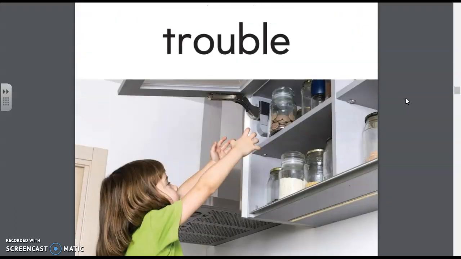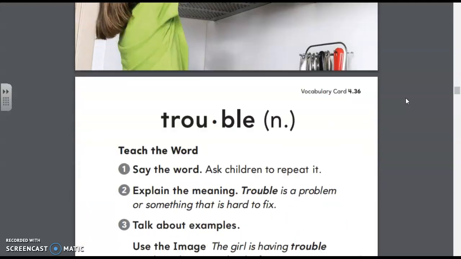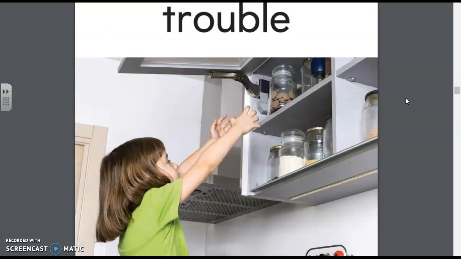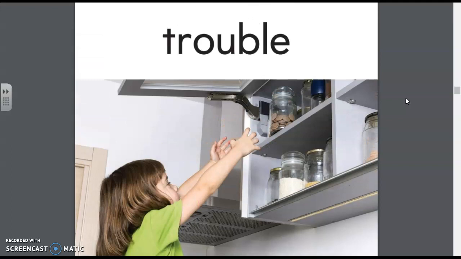All right, the next word is trouble. Trouble. Trouble is a problem where something is hard to fix. Trouble. This little girl's going to get in trouble if she either falls or doesn't, maybe if she eats cookies before dinner.